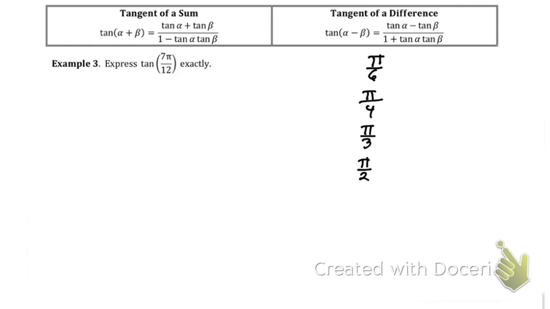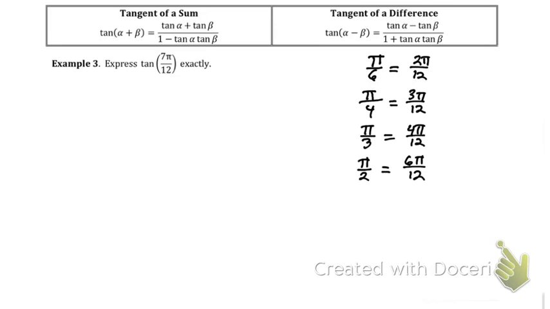Now, my goal is to add or subtract two of these angles to equal 7 pi over 12. However, to see that, it'd probably be a good idea if they already had that denominator of 12. So I'm going to rewrite pi over 6 as 2 pi over 12. I'm going to rewrite pi over 4 as 3 pi over 12. I'm going to rewrite pi over 3 as 4 pi over 12. And I probably could stop there, but just for fun, we're going to have 6 pi over 12.